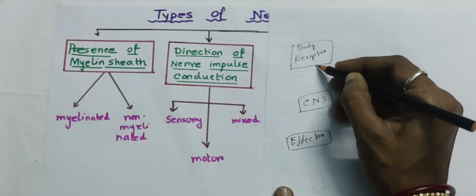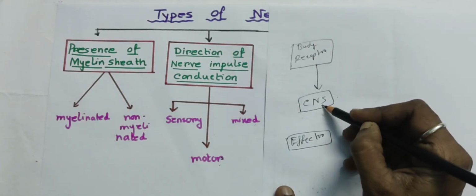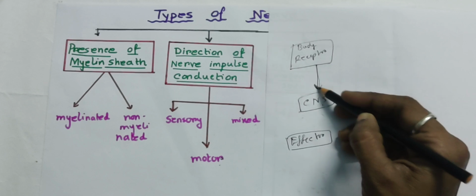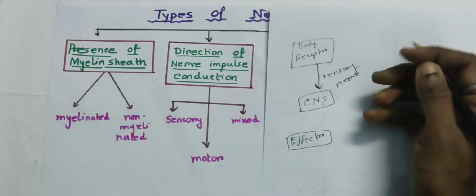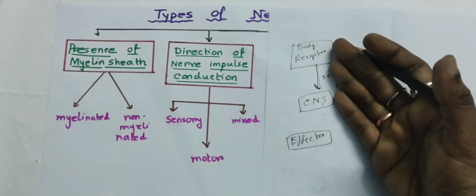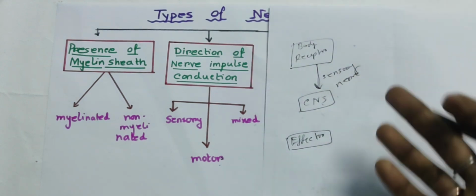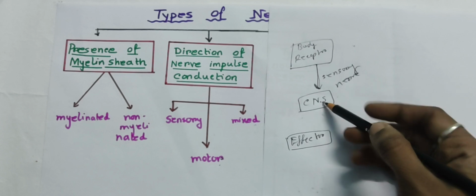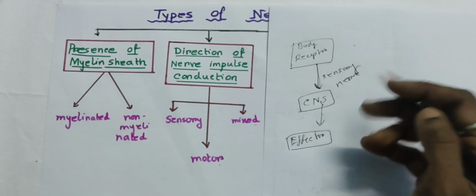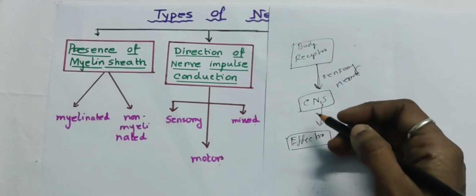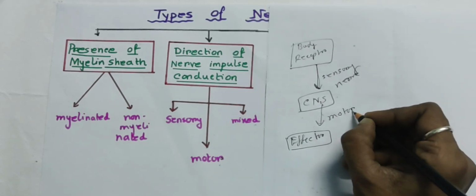So the receptor gives the signal, the impulse, to the central nervous system. This nerve is called the sensory nerve, which transmits the impulses from the receptor to the central nervous system. And the nerve which gives the answer, that is from the central nervous system to the effector, they are called motor nerve.